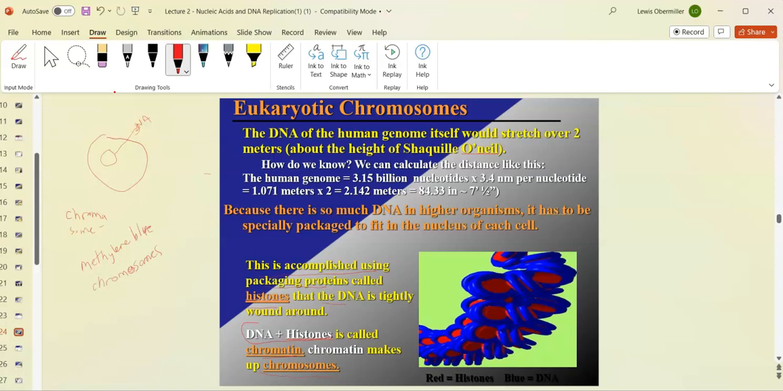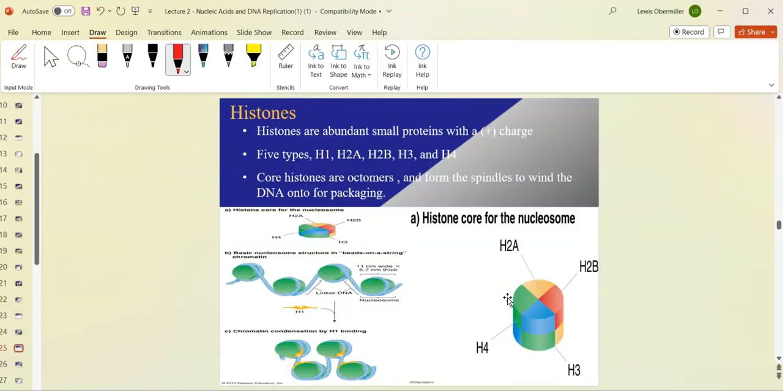So chromosomes are long stretches of chromatin. Chromatin simply means DNA wrapped around histones. This picture shows you the red are the histones and the blue is the DNA. All right, histones are abundant, small proteins. They have a positive charge. That makes sense, right? Because DNA is what's its charge? DNA is negative, right? So DNA is negative. Histones are positive. This is going to be important later on when we talk about epigenetics. But these are attracted to each other, so it's very easy to wind DNA around a histone, just like this.